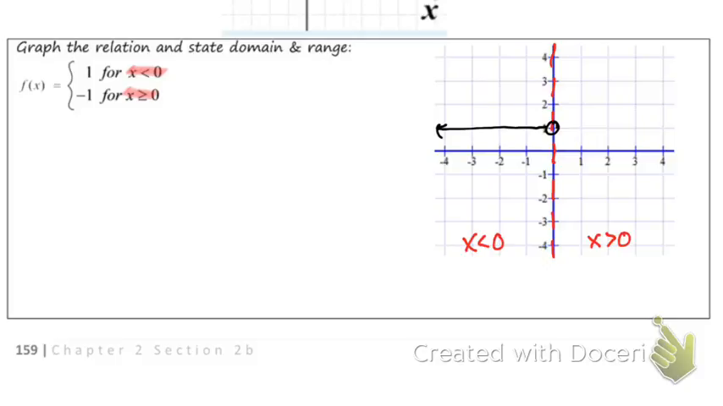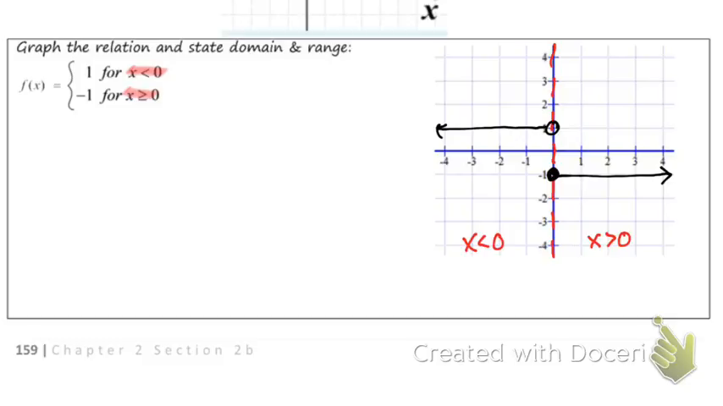F of x equals negative 1 is a horizontal line that goes straight through negative 1. But I can't just go straight across because I'm just looking at where x is greater than 0. So we're going to start at that dashed line with a closed dot because it is greater than or equal to. Draw our line, and we still have a function. Yes, because it is a closed and an open dot.